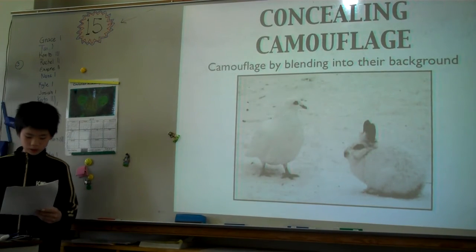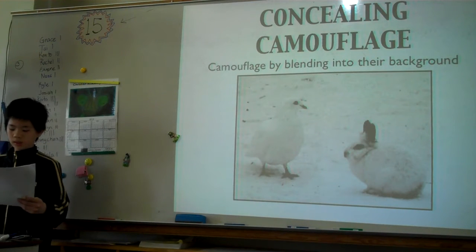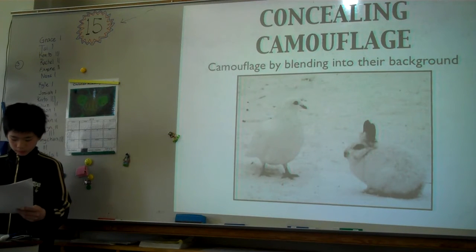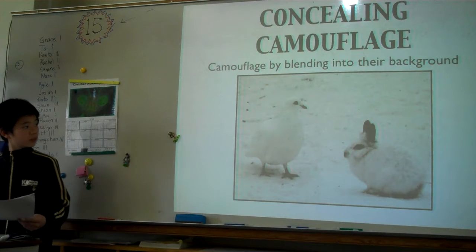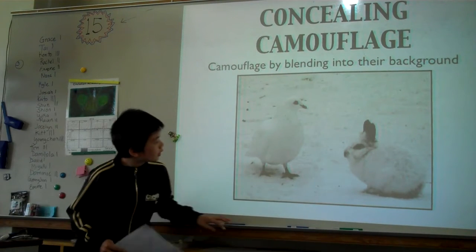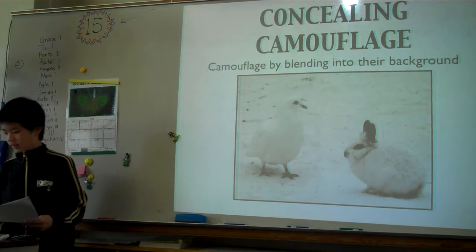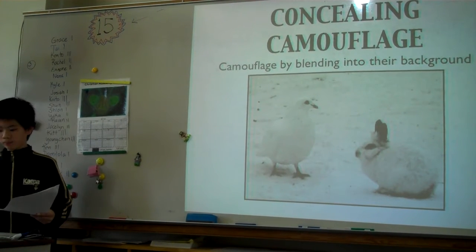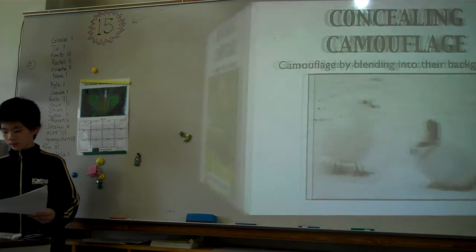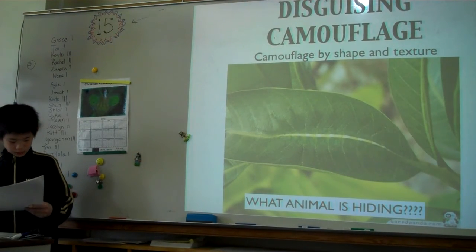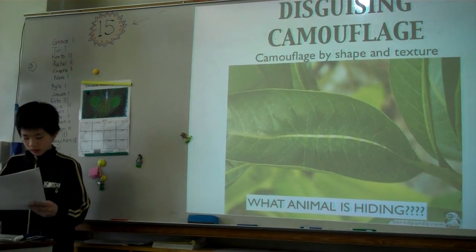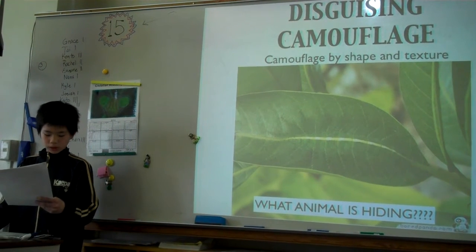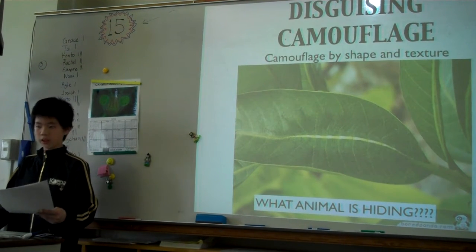Concealing camouflage. Animals that live in the poles are good examples of concealing camouflage. This is a bird and a rabbit camouflaging in the snow. This guy's camouflaged. Most animals that use this type of camouflage are insects. Can you see the animal hiding?